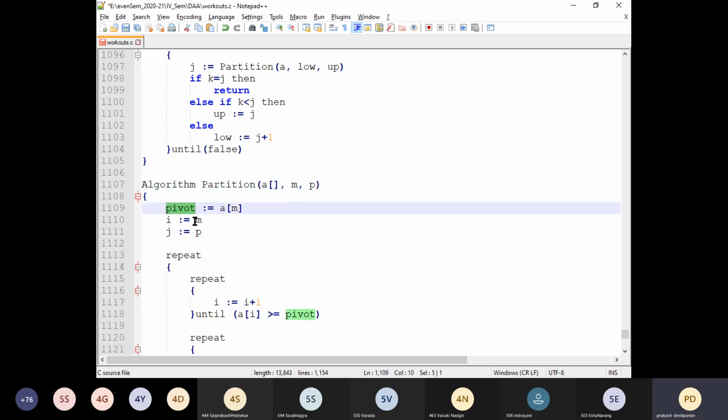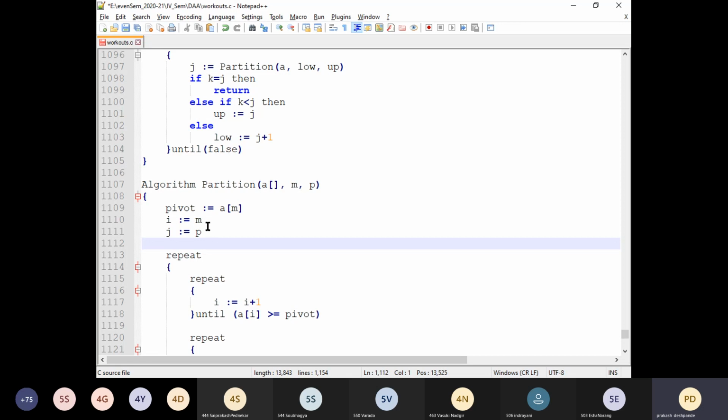Now the pivot element we take is the element at the first position, that is a of m. Then we take two more variables, i and j. I is the first, that is the low value. J is the up value. Can anyone tell me how these three lines are different from the quicksort partition?